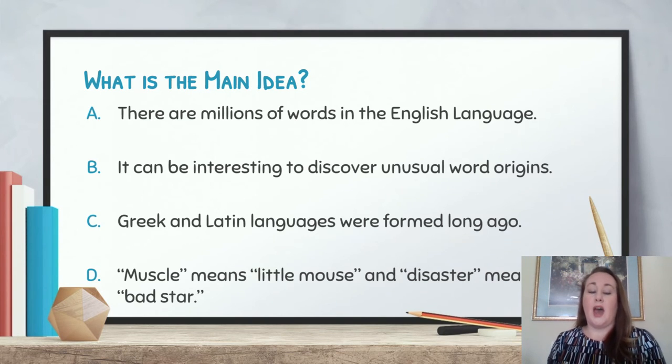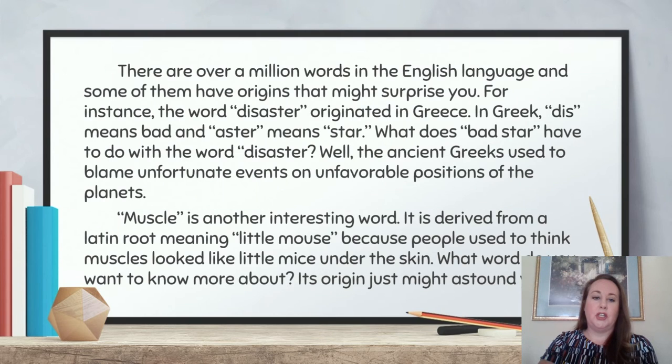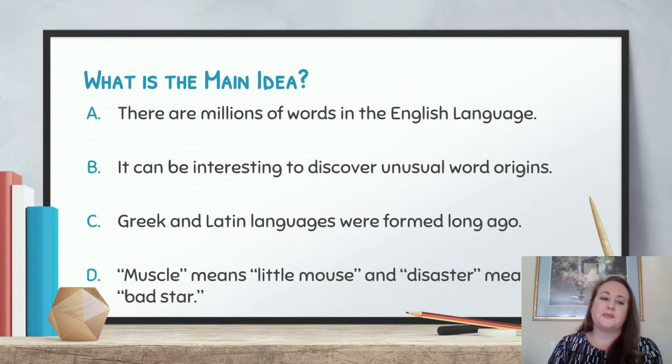All right, so I had given you some strategies to find the main idea. I know I had said earlier to go back to the first sentence of the text. Let's go back to the first sentence where it says there are 1 million words in the English language and some of them have origins that might surprise you. Okay, so let's go back and look at our choices again. Okay, so let's go ahead and eliminate those that we know would not be considered the main idea.